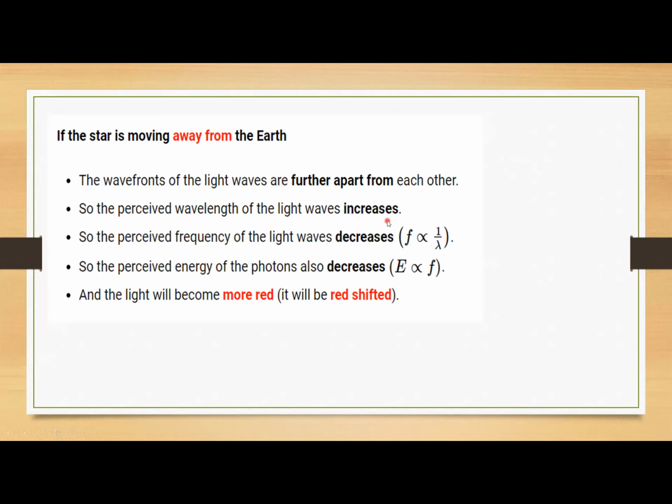The wavelength increases, so what happens to the frequency? If the wavelength increases, the frequency decreases. And if the frequency decreases, what happens to the energy? The energy will also decrease. And so the light will become more red, or we say that it is red shifted. So that is the explanation for the Doppler effect with respect to light.